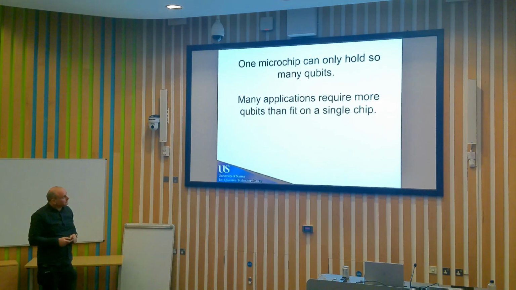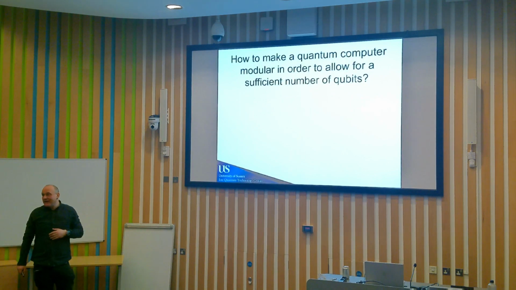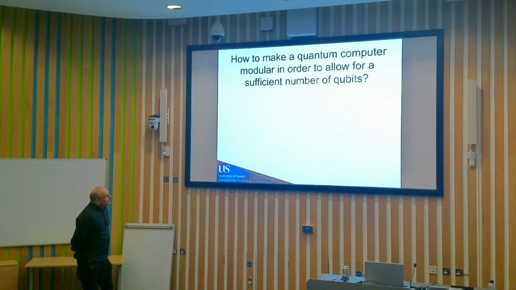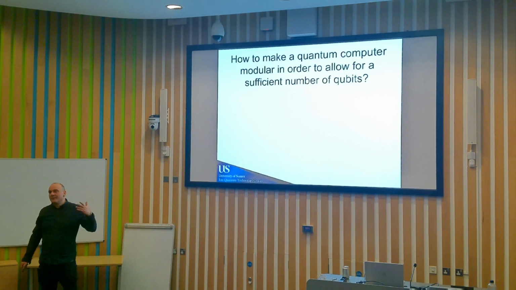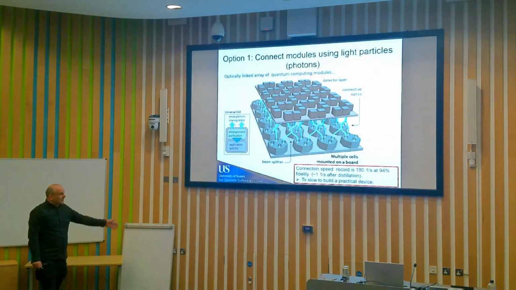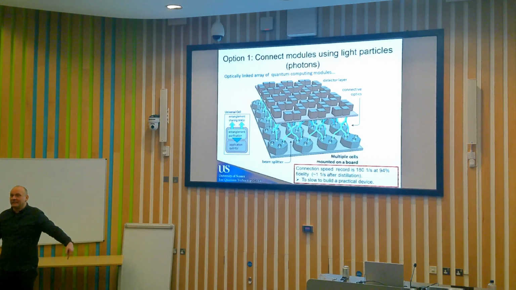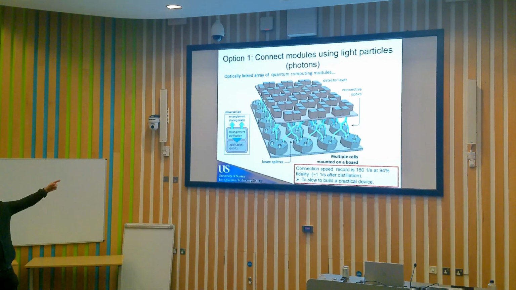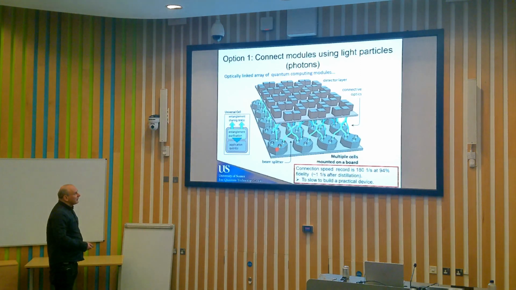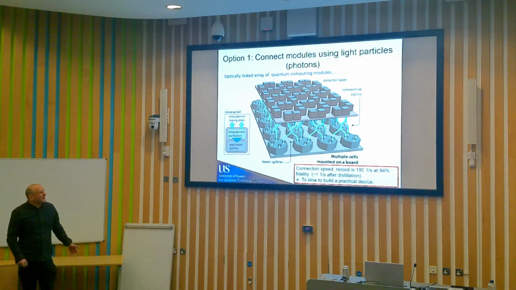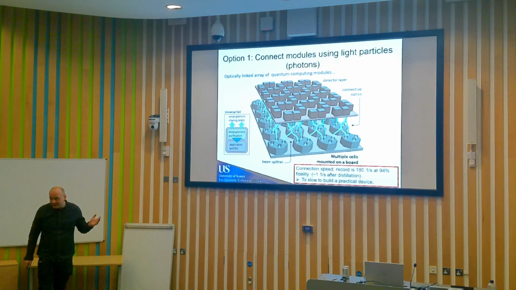So the question is now, how can you make a trapped ion quantum computer modular in order to allow for sufficiently many qubits so you can solve some of these really interesting problems? The traditional way that has been worked on for many years is represented by this diagram here. Each one of these is a quantum computing module, and they're connected via optical fibers to detectors. This is the idea of photonic interconnects, to couple fibers.